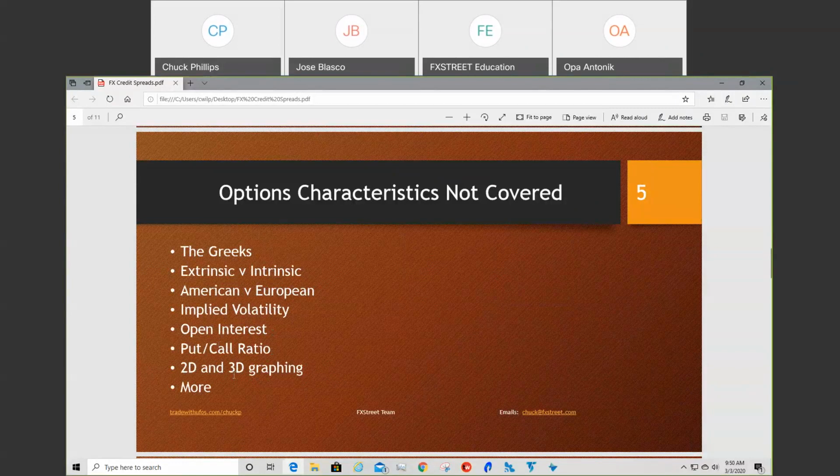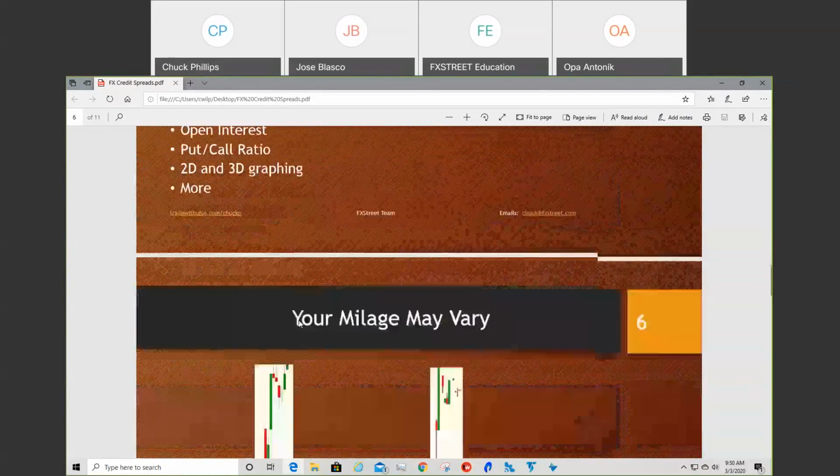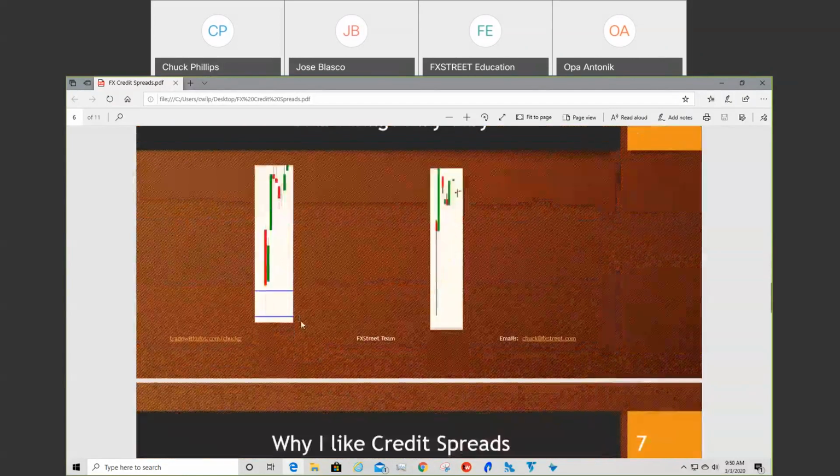I'm not going to be covering the 2D or the 3D graphing at all. All of this stuff is much more complicated than what we have time for. Okay, I'm hoping you can see these.